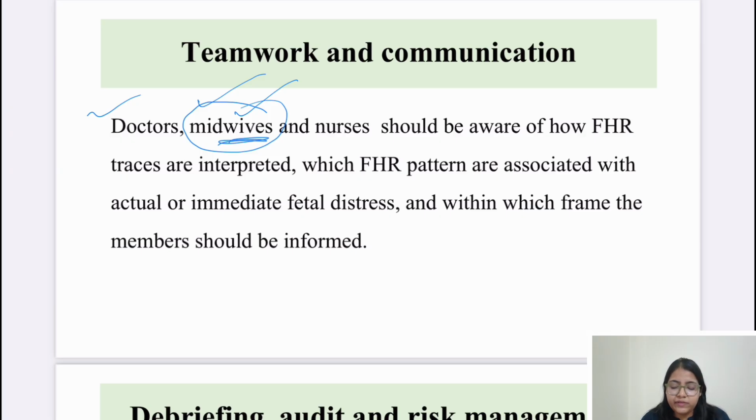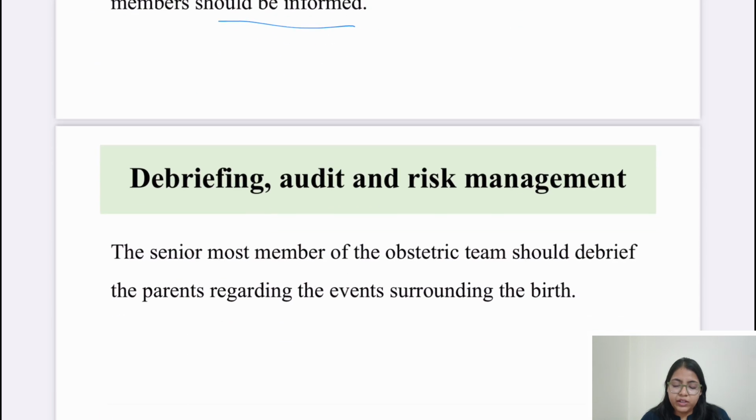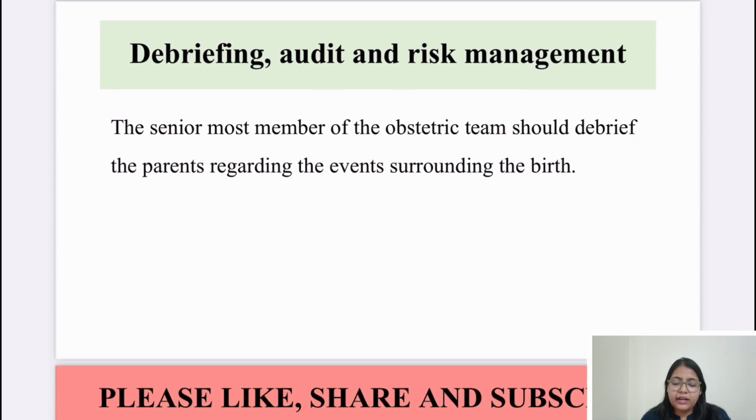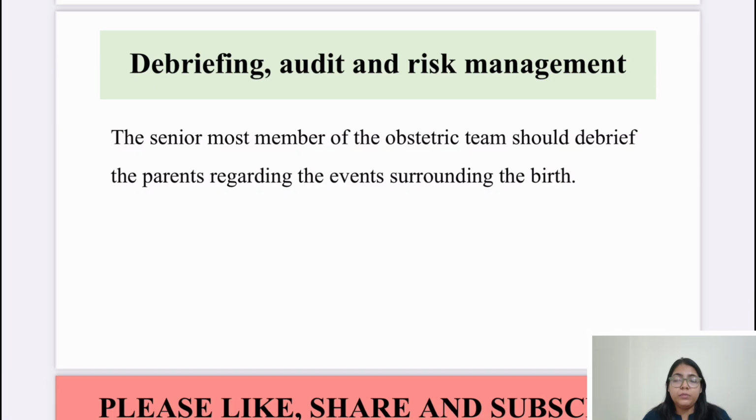So doctors, midwives and nurses should be aware of how fetal heart rate traces are interpreted. So all of us should know how to interpret CTG, and which fetal heart rate pattern is associated with actual or immediate fetal distress, and within which time frame the member should be informed. Okay, so like we always have to inform our seniors while taking decisions for the patient. Okay, so there is teamwork and communication, and again after each event we have to debrief our team.